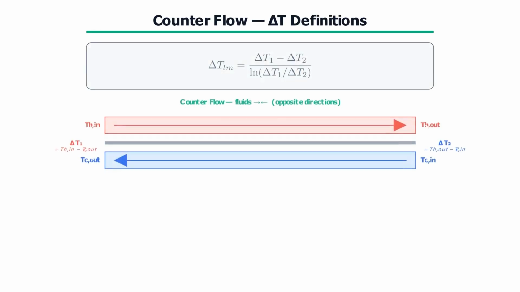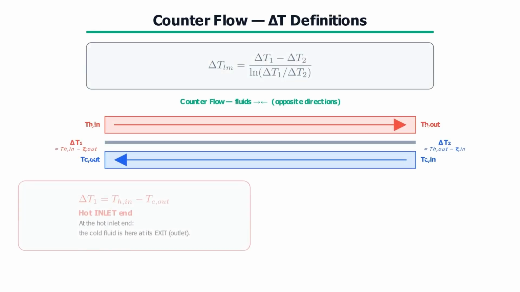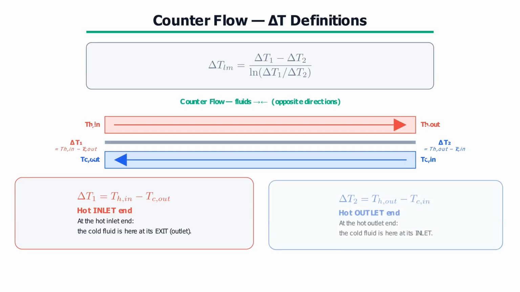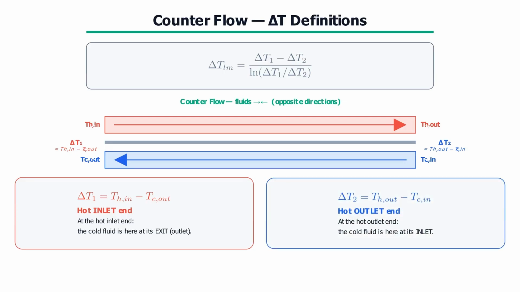Counterflow, critical definitions. Delta T1 equals TH sub in minus TC sub out. Hot inlet end, cold fluid is here at its exit. Delta T2 equals TH sub out minus TC sub in. Hot outlet end, cold fluid is here at its inlet.